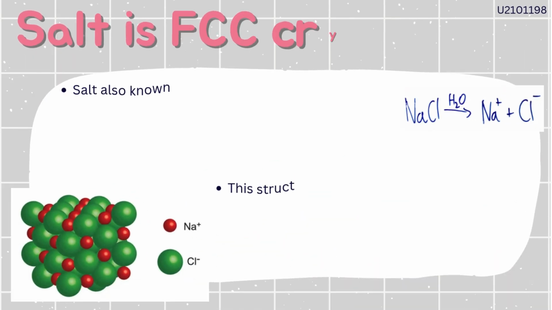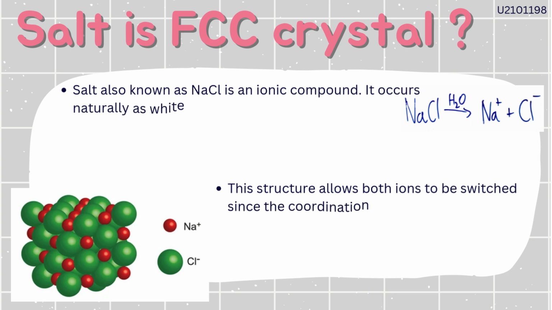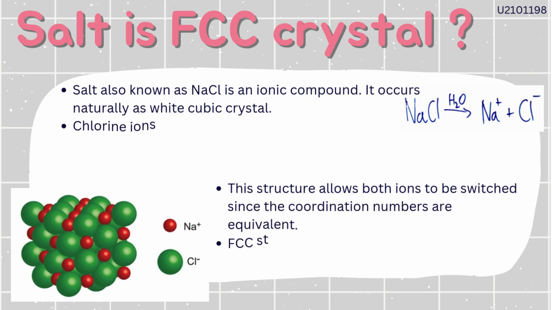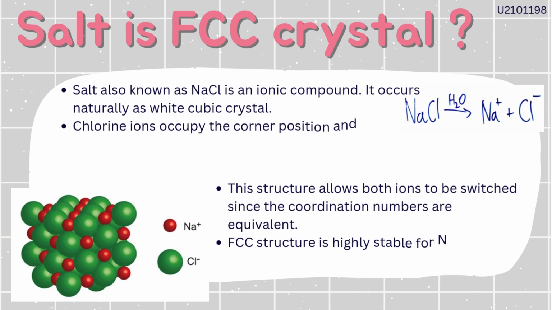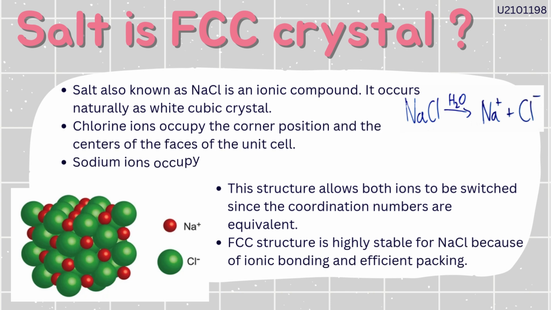Salt, known as sodium chloride, is an ionic compound which naturally occurs as white cubic crystal. The white color of sodium chloride crystal is due to the way ions interact with light. Both sodium and chlorine ions are colorless and when they bond, they form a crystal structure that doesn't absorb visible light. Therefore, crystal appears white. Additionally, sodium chloride crystals are transparent to light, which also contributes to their white appearance when observed in bulk.